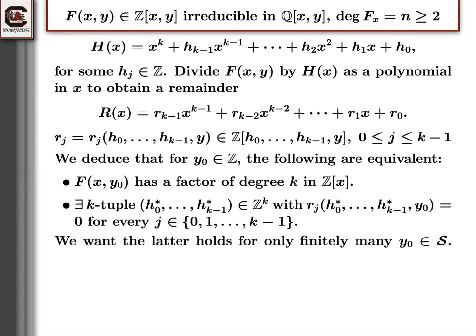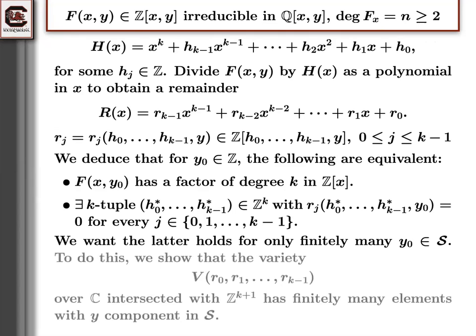So we want to show that this holds for only finitely many y's in my set S, my universal Hilbert set. Well, I just rewrote it this way. It's not really saying much different. We have a bunch of equations describing this variety, it just talks about the points where these are all 0, and I'm just saying the same thing I wrote in this bullet basically.